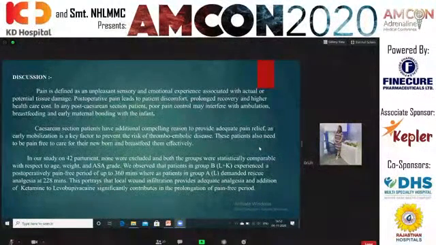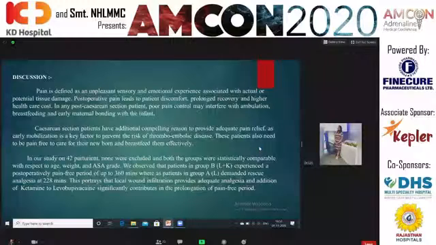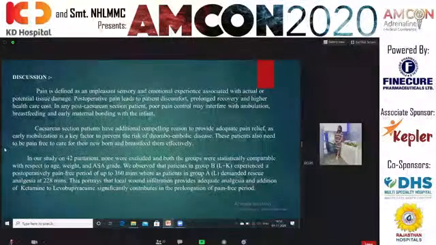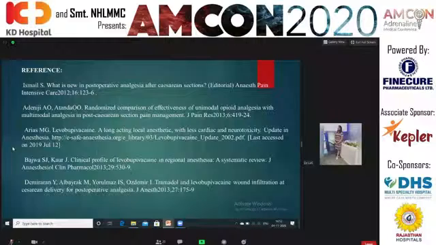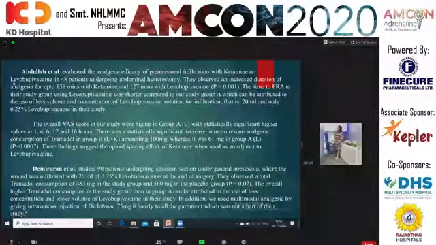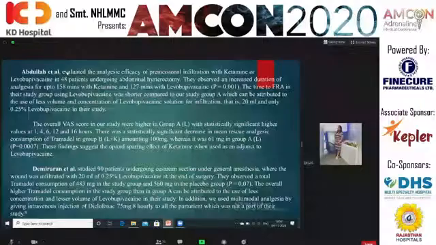The overall VAS score in our study was higher in group A, that is levobupivacaine alone, and the mean VAS score was decreased in group B with levobupivacaine plus ketamine. The total rescue analgesia consumption in group B is less, which is 61 milligram. In group A, levobupivacaine alone, it is 100 milligram.